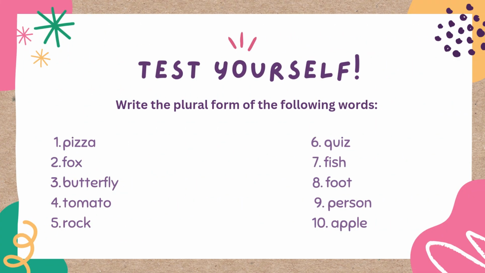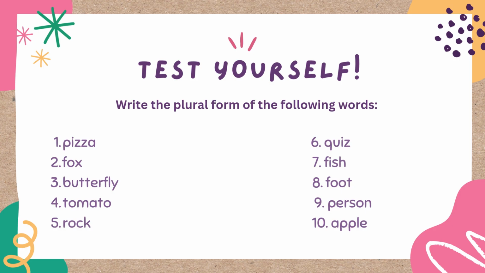Now it's time for a little test. Write the plural form of the following words. Pizza. What should we add at the end of this word? An s, so it becomes pizzas. Fox. It ends with an x, which means we should add es at the end of this word.